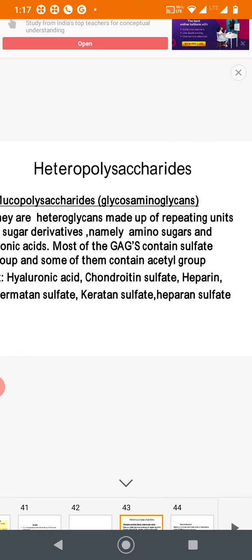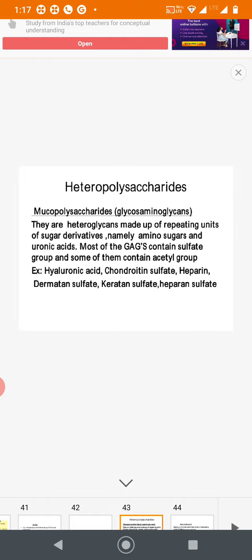Next, I just mentioned PPT2, but we started early on this PPT2. Homopolysaccharide examples: starch, glycogen, inulin. Heteropolysaccharides are polysaccharides, but on hydrolysis they give more than one type of monosaccharide unit. Mucopolysaccharides are the best example. They are also called heteroglycans, mucopolysaccharide or heteroglycan.